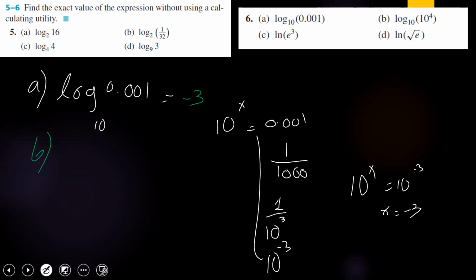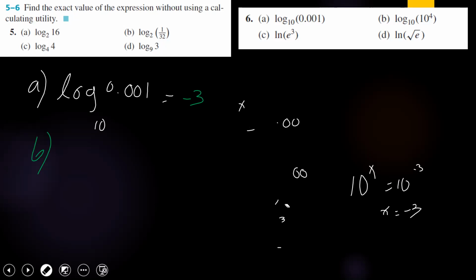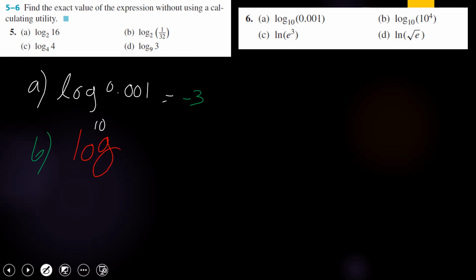Now B. In B here, we want to find logarithm to the base 10 of 10 to the power 4. It will be 4. Bravo, because 10 cancels 10, so it is 4.